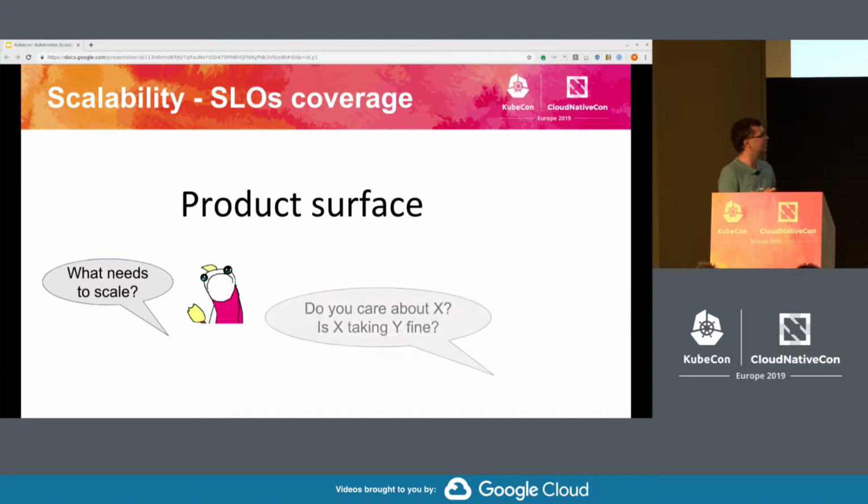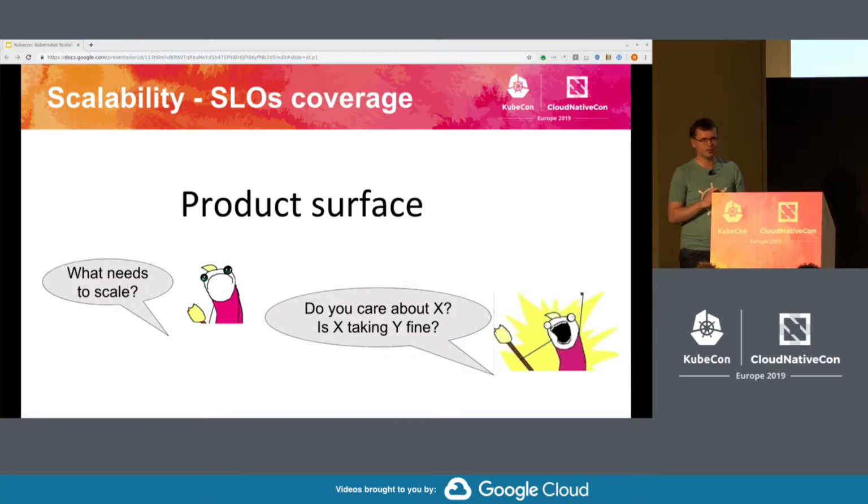We can start asking something more specific. Do you care about feature X? Is X taking Y seconds fine or not for you? And this is something that users actually can answer, and they are happy to answer, and they want to help us with asking those questions. So this document, even though we didn't make any progress on introducing any specific SLIs, gave us this product surface that completely changed the way we were able to talk with users to make further progress.